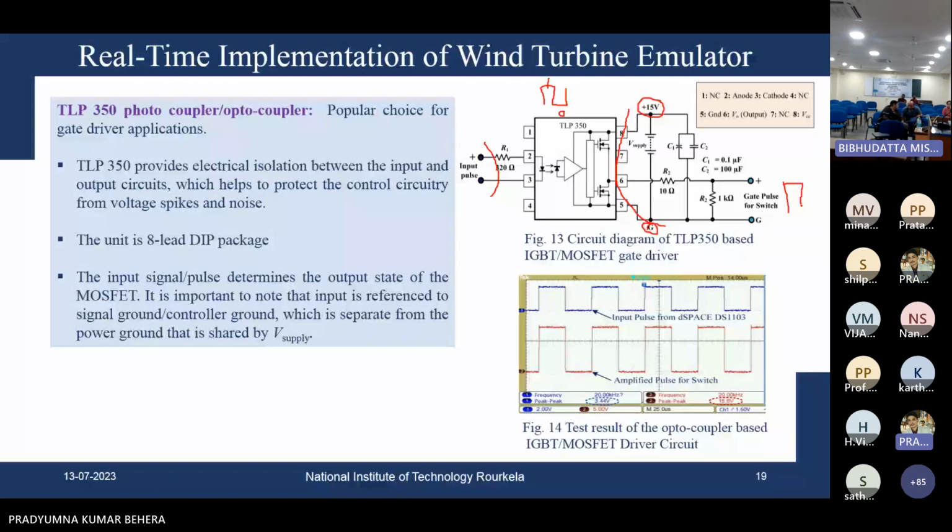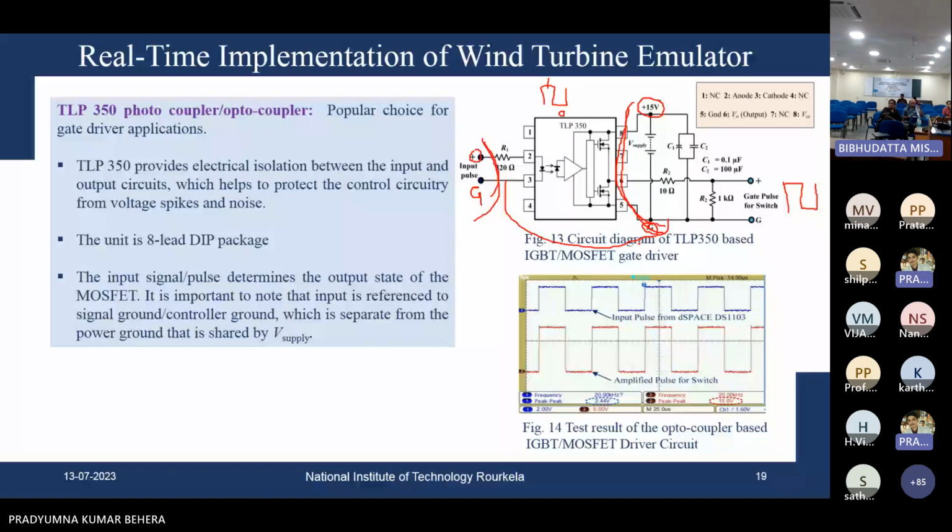And here it is also important to note that the input is referenced to the signal ground. Means here the pulse output positive will come, and this will be the negative, the ground, and this will come from the signal ground or the controller ground. This will be the controller ground, which should be separate from this power ground. By mistake, if we connect these two grounds, then it will be a complete short circuit and it will lead to failure of the system.